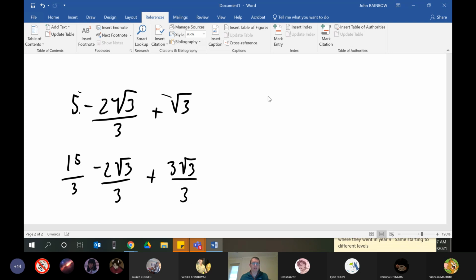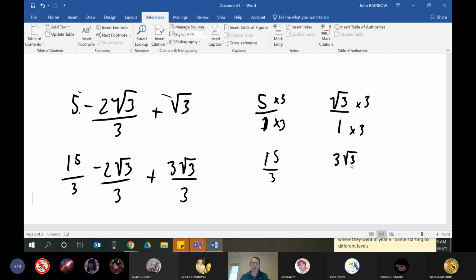So what I've done here in my head is I've just gone, I want this to be denominator 3. So I've got to times, this is 5 on 1, so I've got to times everything by 3. This is root 3 on 1, so I need to times that by 3. And that would turn into 15 on 3, and that would turn into 3 root 3 on 3. So that's how I got each of these parts into denominator 3.